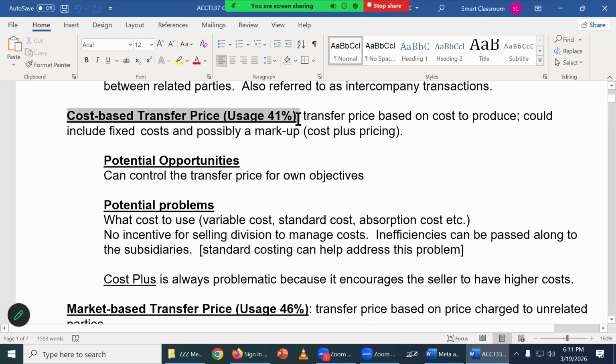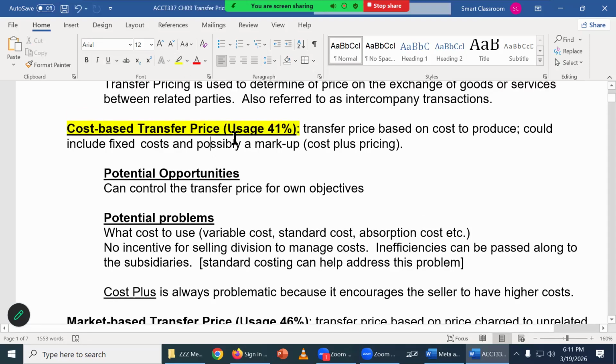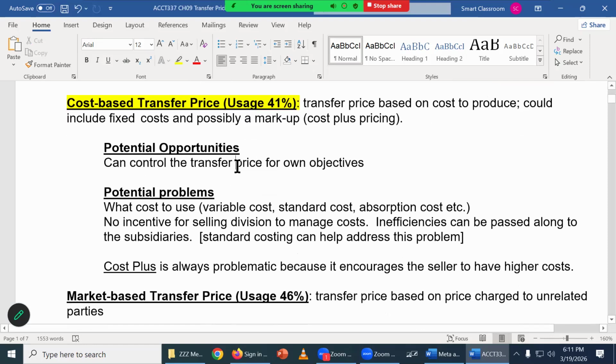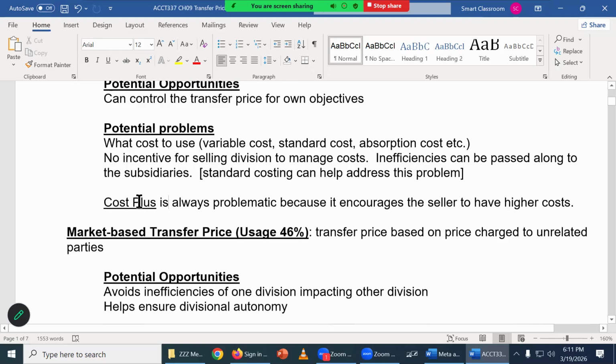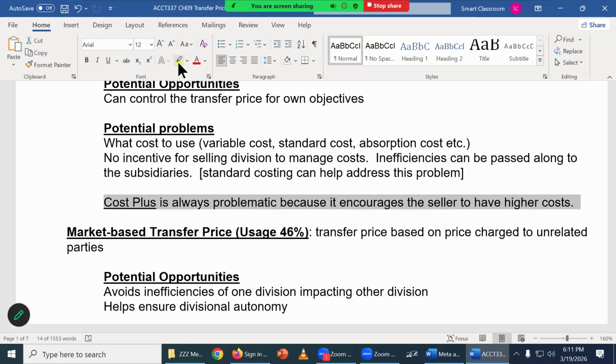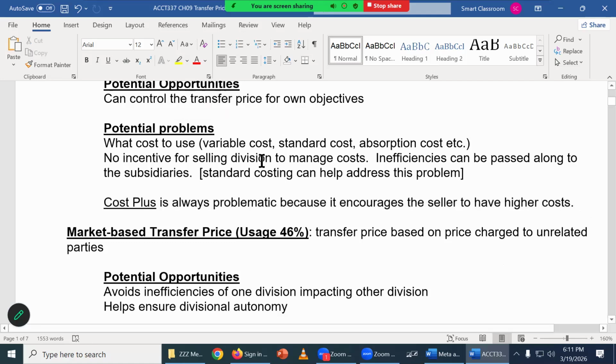Cost-based transfer pricing. About 41% of the companies that do this kind of transfer pricing will do cost-based, and basically it's usually cost plus. Have they talked about the problems with cost plus pricing in other classes? Cost plus means you take the costs, whatever they are, and you add a profit to it.